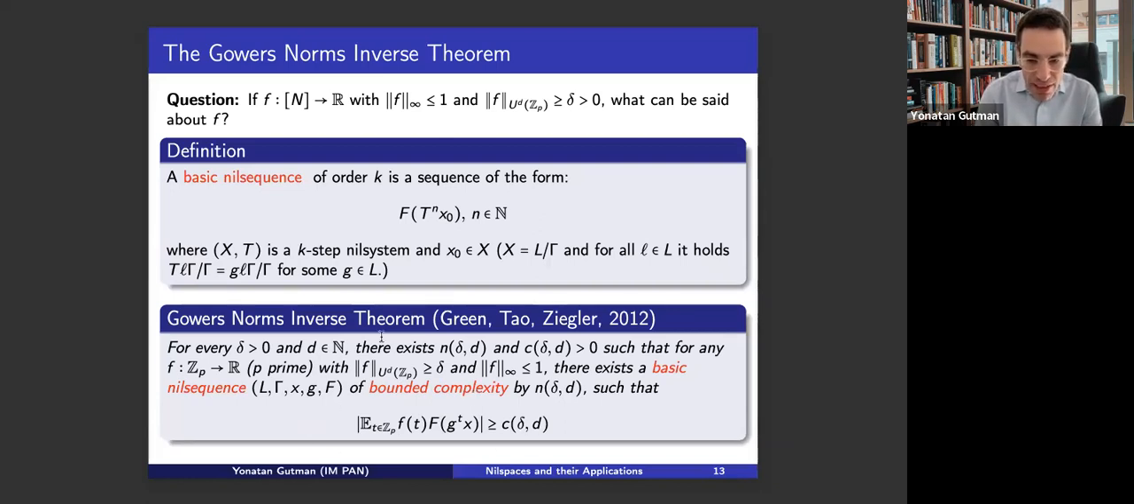But the key point of this is that positive Gowers norm implies correlation with a Nil sequence. And this correlation, as you can see, is bounded below by a number which only depends on delta and d.